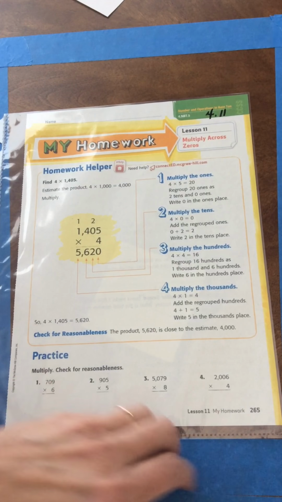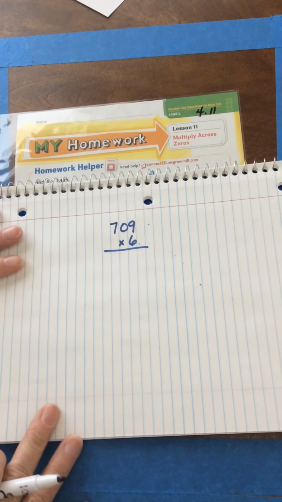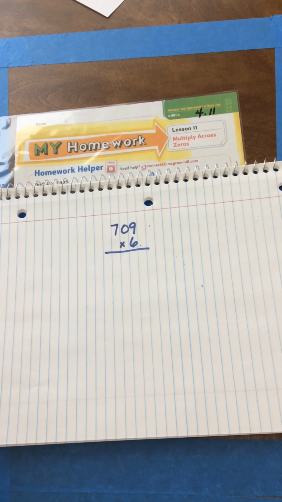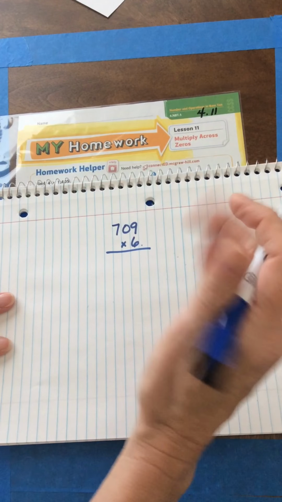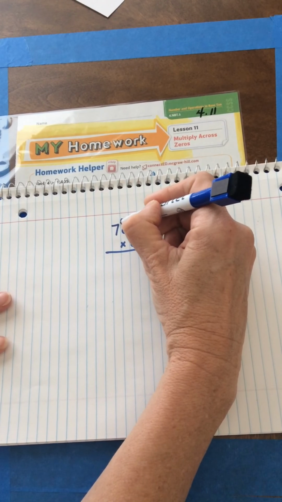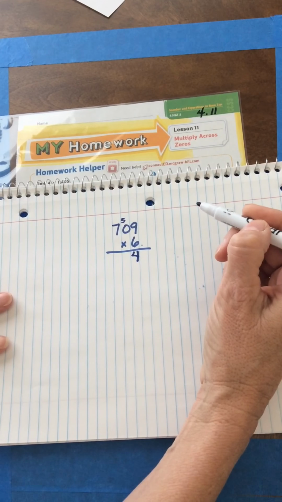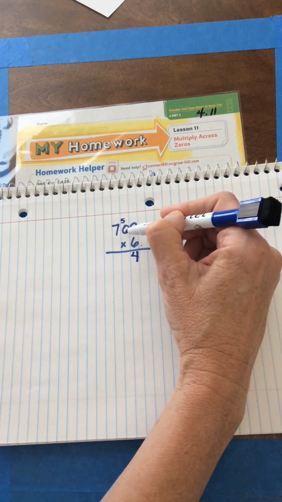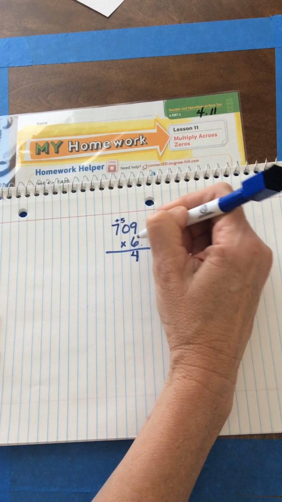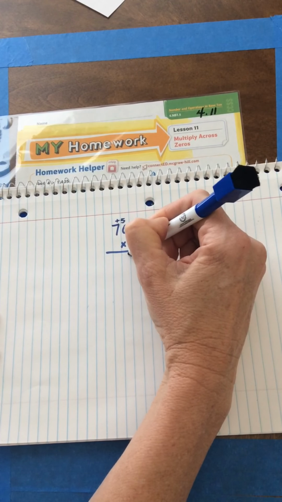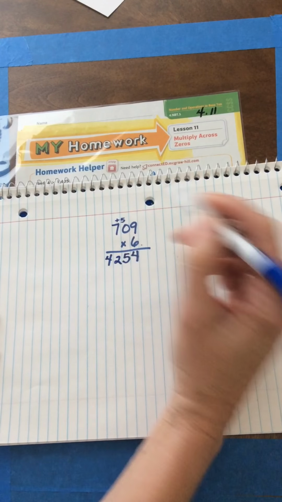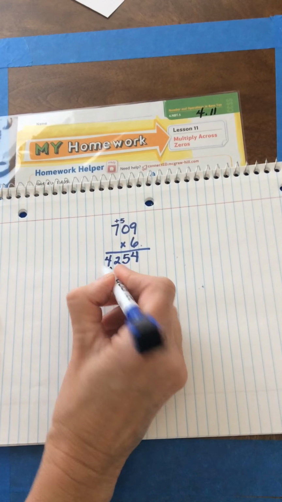All right, let's do my method of putting my notebook paper on the side. I'm going to do one more problem and show you how I use that sideways notebook paper. Okay, 6 times 9 is 54. I'm carrying my 5, putting my 4 down. Okay, 6 times 0 is 0, but we still have this 5 that we need to add to whatever the product was here. So 0 plus 5 is 5. And then 6 times 7 is 42. And the answer is 4,254.